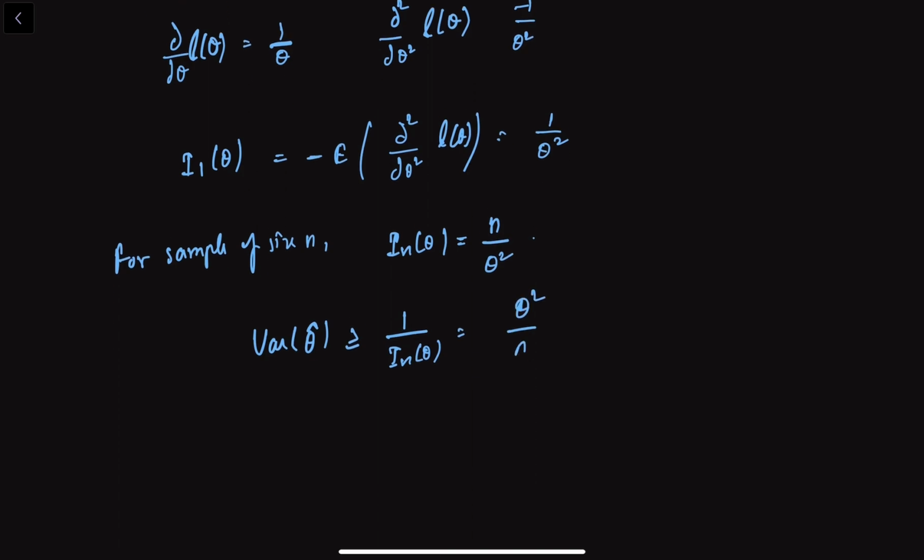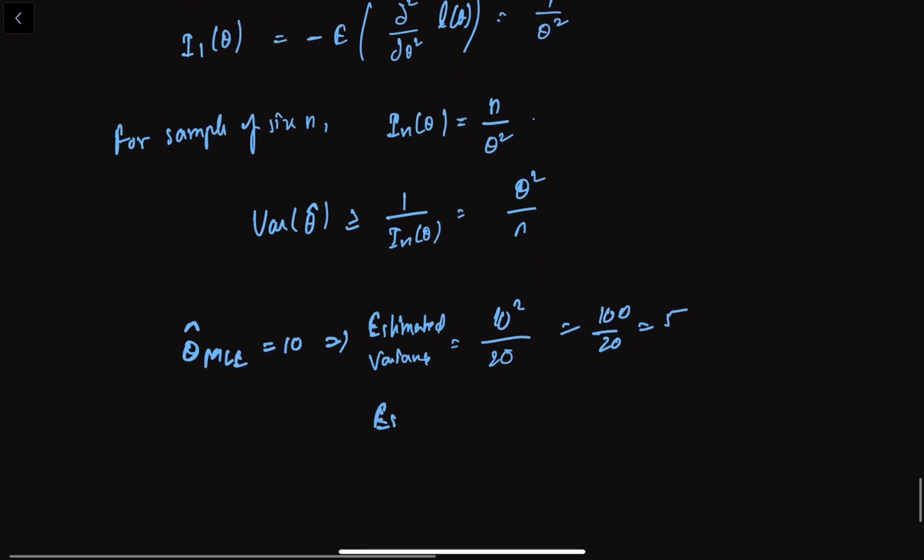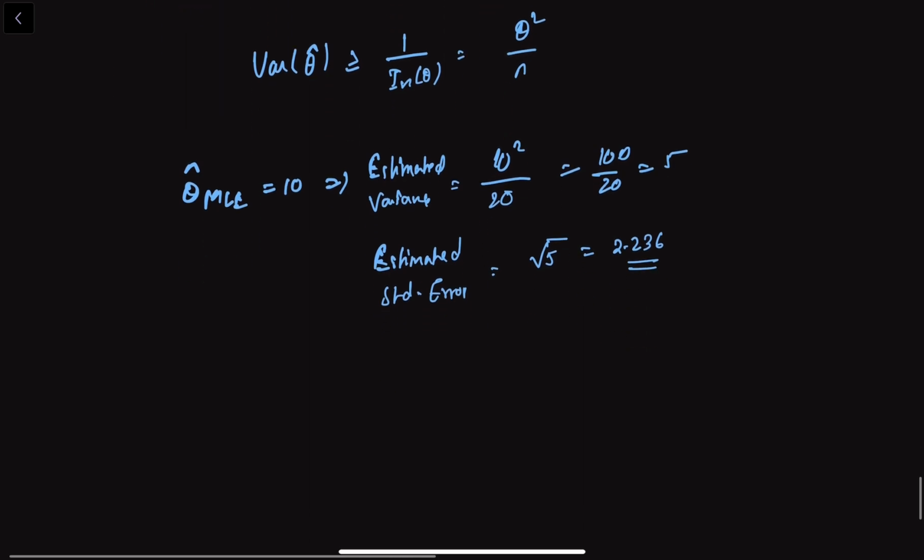So the CRLB is theta^2/n, and by using this MLE to estimate the bound, we can plug in the theta hat MLE value, which is 10. That means the estimated variance after the CRLB plug-in is nothing but 10^2/20, which is 100/20, which is 5. So this is the estimated variance. The estimated standard error would just be root 5, which is approximately 2.236. So that's the second part asked in the question.